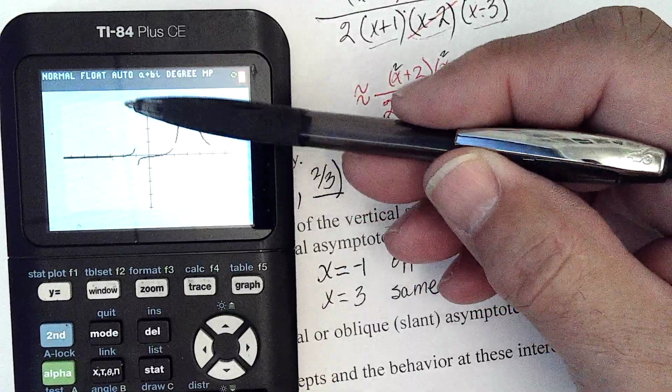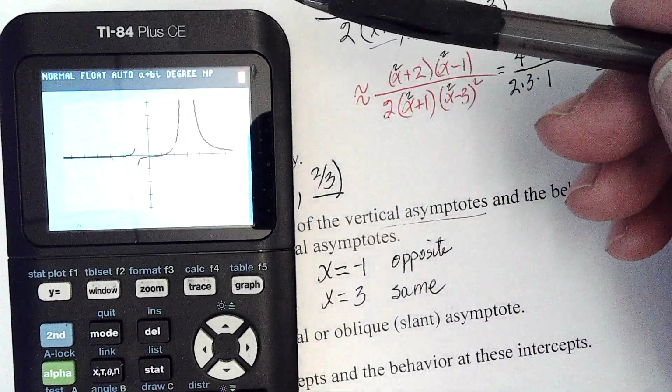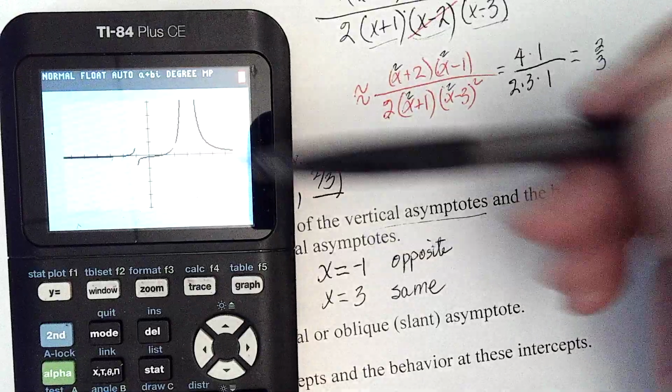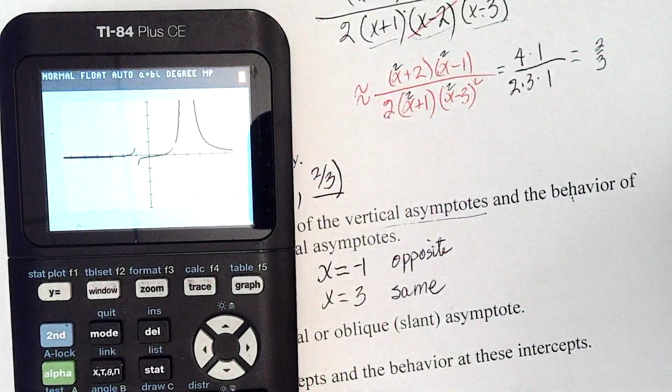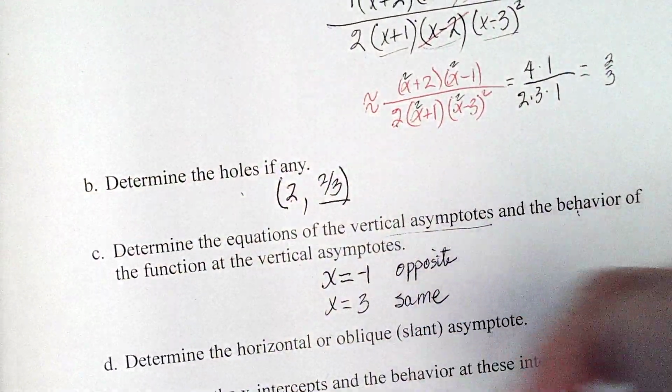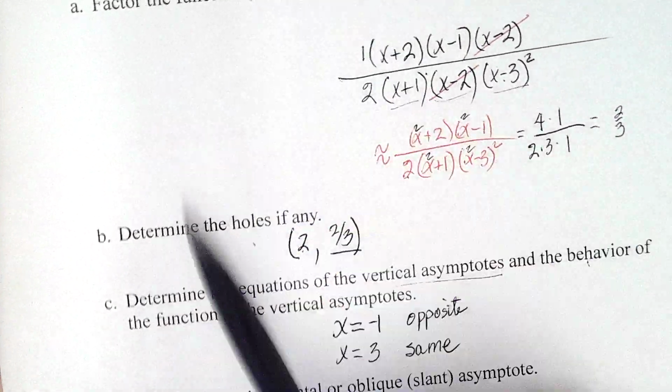At -1, one side's going up and one's going down. They're going in the opposite direction. And at +3, they're both going up. They're going in the same direction. And I get that from just typing in the original one.